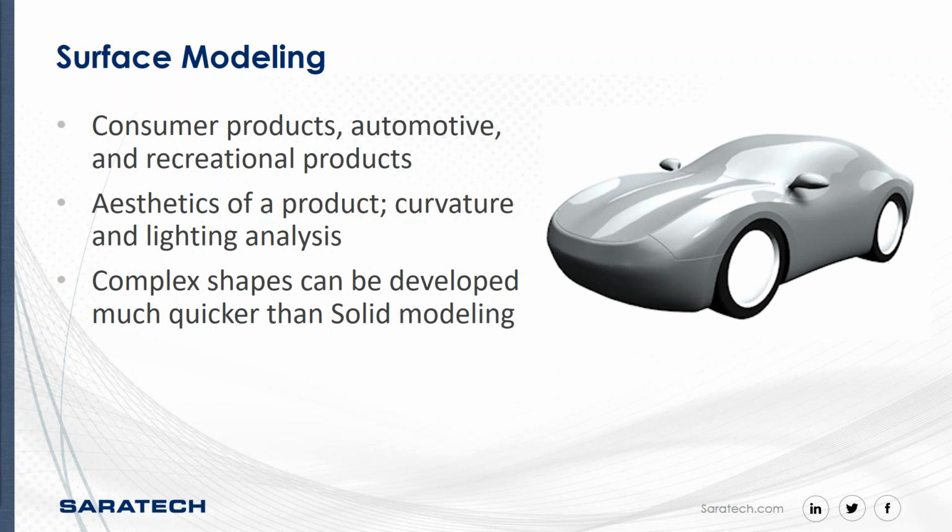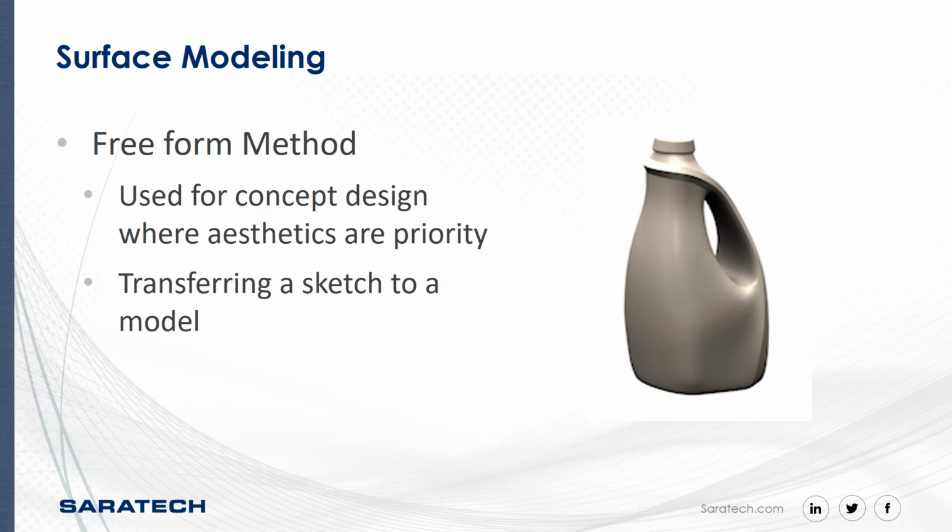Now, there's another form of surface modeling. This is known as freeform modeling, or the freeform method, and is generally used for concept design where aesthetics is a priority. It's very easy to make something such as a shampoo bottle or a deodorant container just by transferring a hand sketch that you made on a weekend and then showing that to your boss to see if it's viable. And this form of modeling is much easier because you don't have to go through the time-consuming task of creating the 3D curves with the specific curvature that you want.